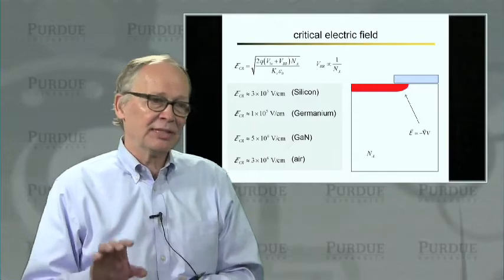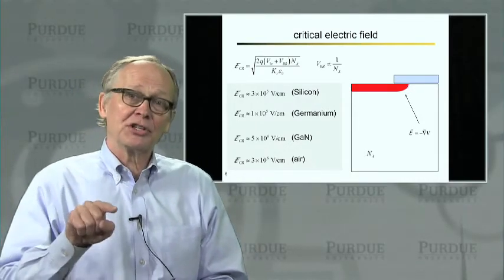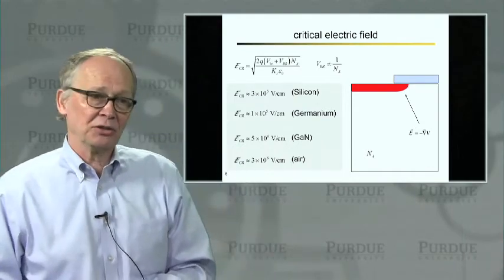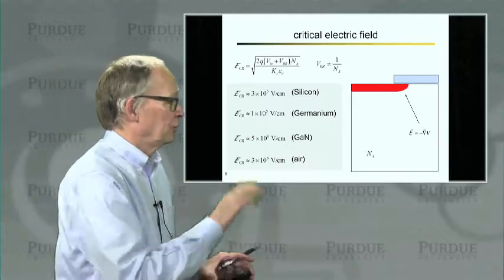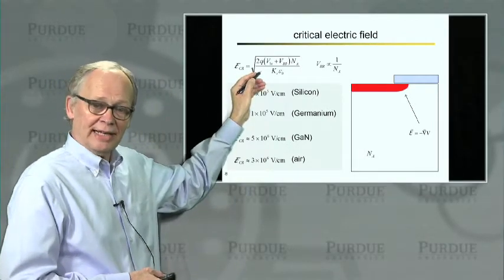The electric field is minus the gradient of the potential. When there's a sharp curvature, there's a sharp gradient. We're going to get much higher electric fields around that curved part of the junction. This formula came from a 1D analysis.